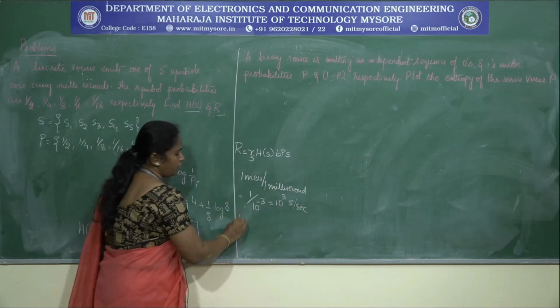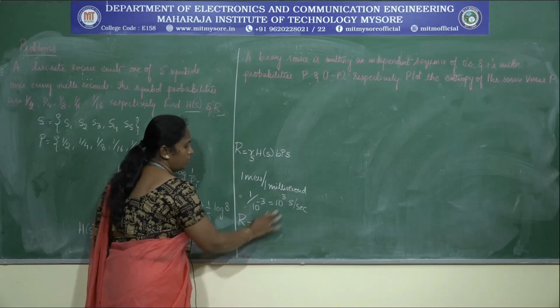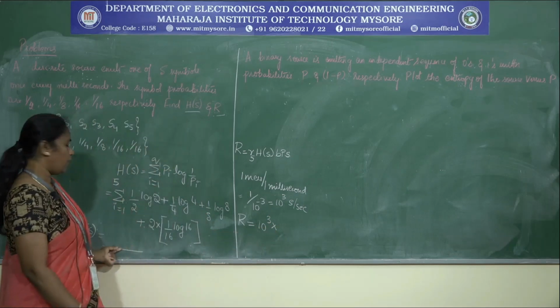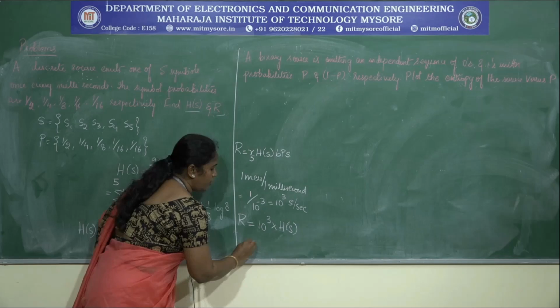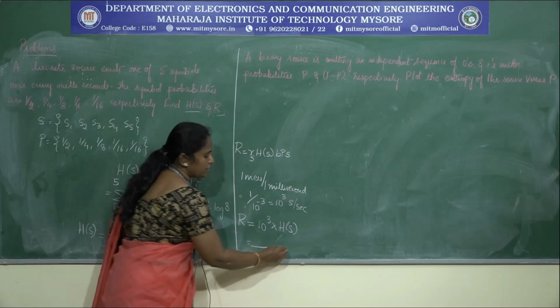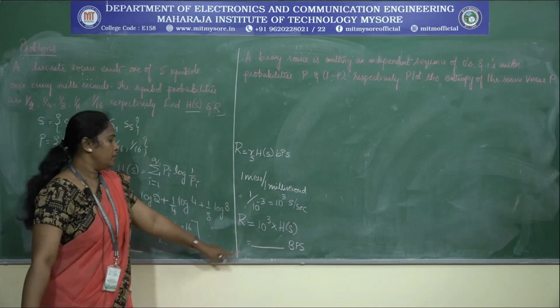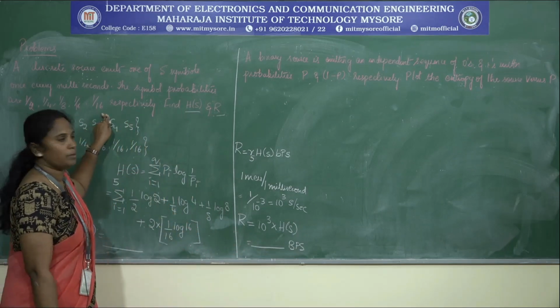So now your average information rate R will be equal to 10 to the power of 3 into the H of S value that you have found out here. So you will be getting your average information rate, and the unit you need to write is bits per second. So this is the solution you are going to get for this problem statement.